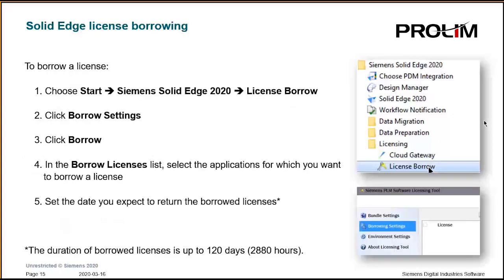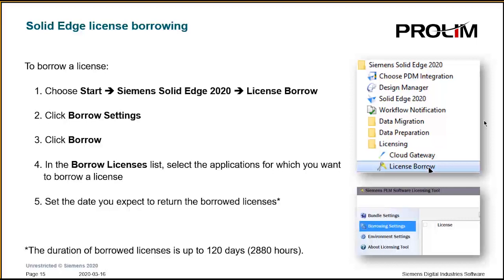So how do you borrow a license? In your Windows environment, you go Start, Siemens Solid Edge 2020 or 2019, whatever version you're running, License Borrow. Then click Borrow Settings and click Borrow.